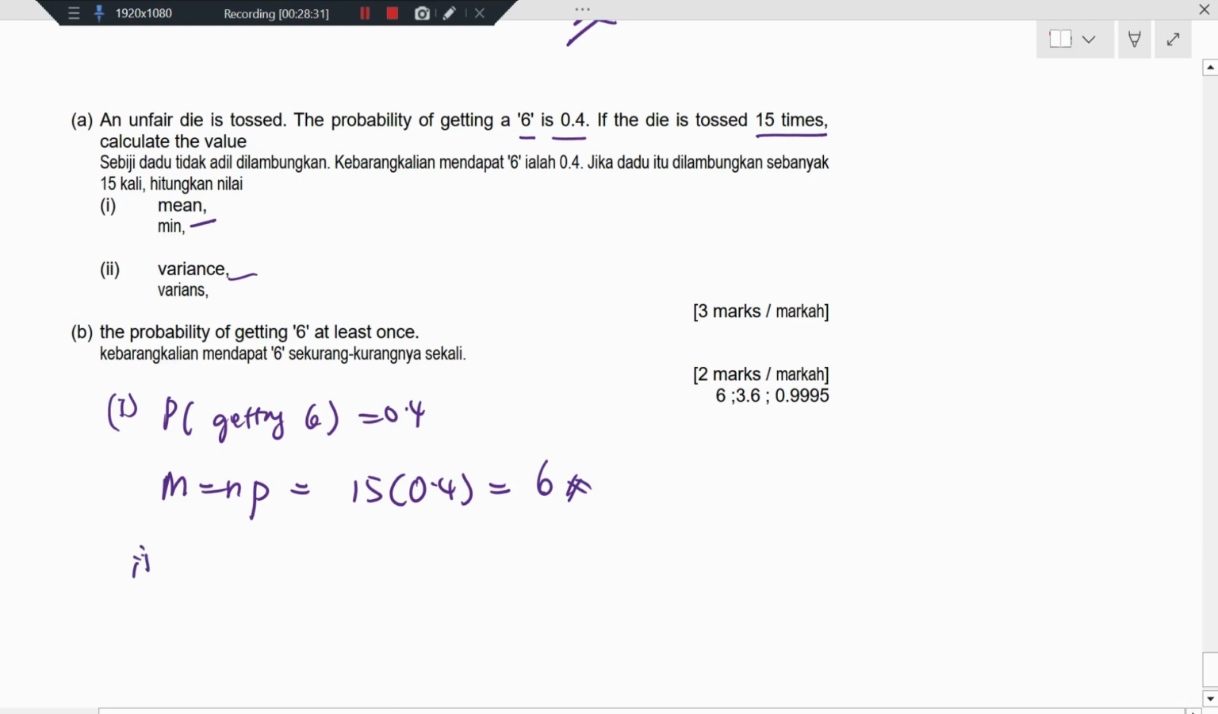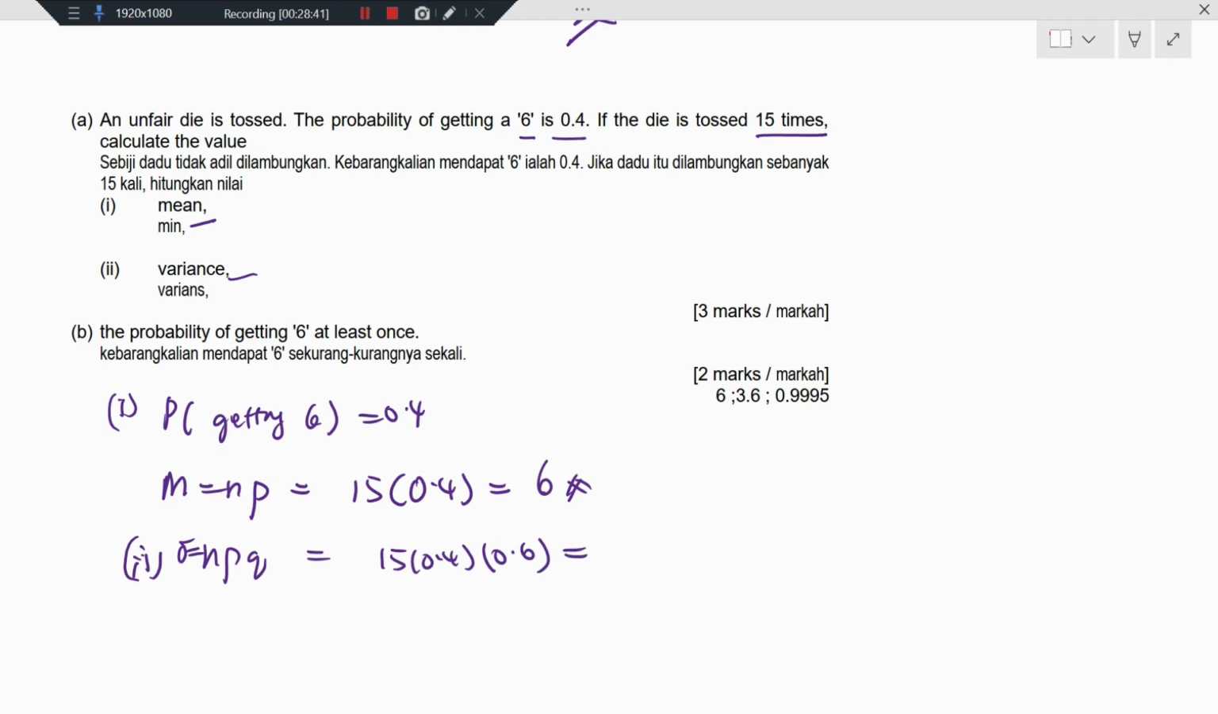And what is your variance? Variance is your npq. So 15 multiply 0.4 multiply 0.6, and then you get, don't put a square root, that one is standard deviation. So you should get 3.6.